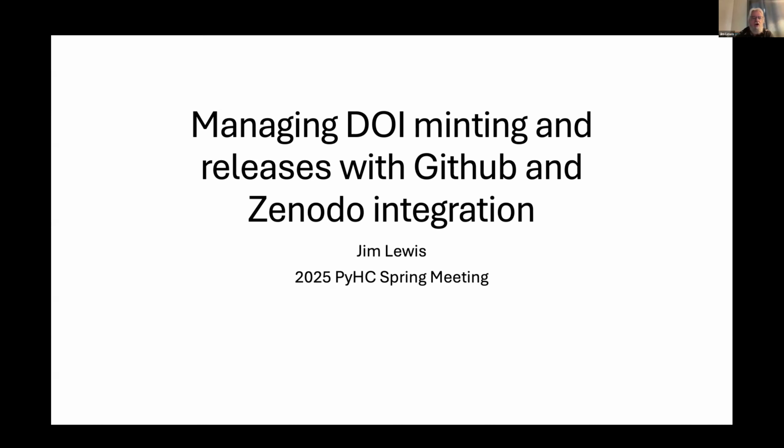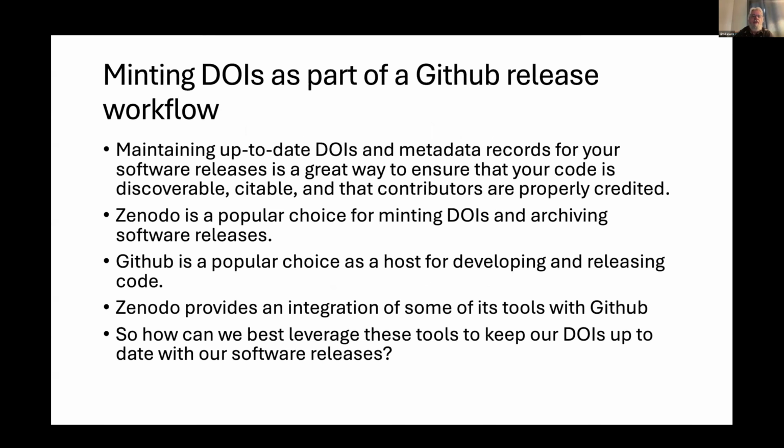I'll start with just a little bit of background information. People probably already are sort of aware of this, but we want to strive to maintain up-to-date DOI identifiers and metadata records for software releases. That's a great way to ensure that people can cite your software if they publish a paper about it or using it, and make your software more discoverable. And then all your contributors can be properly credited.